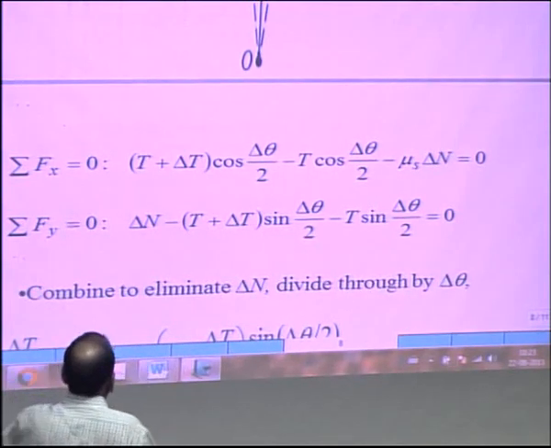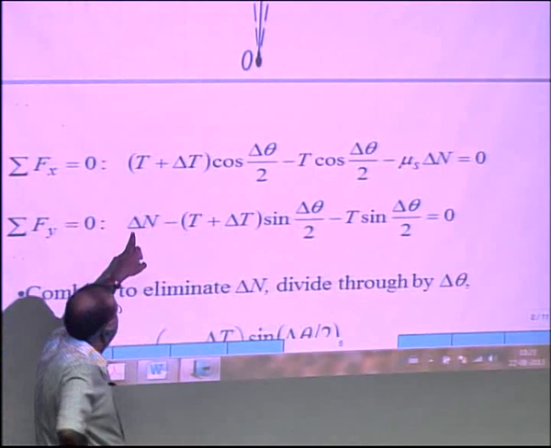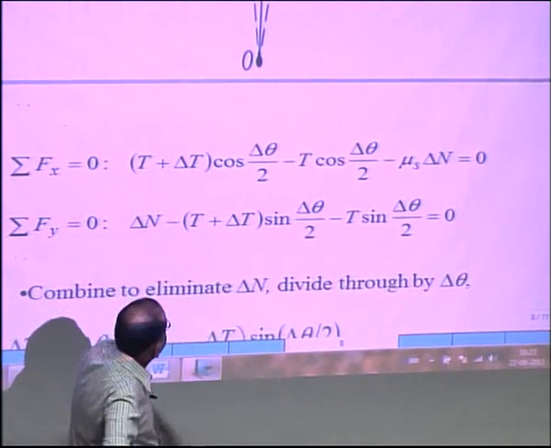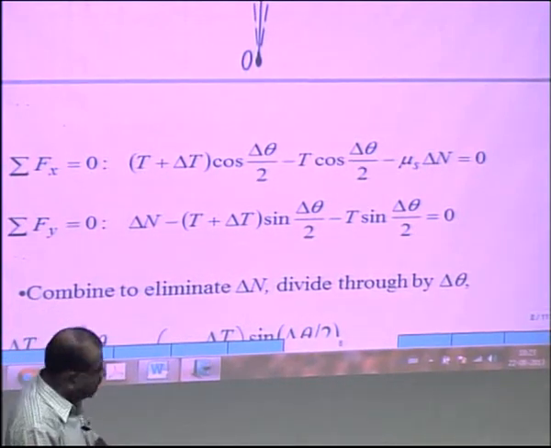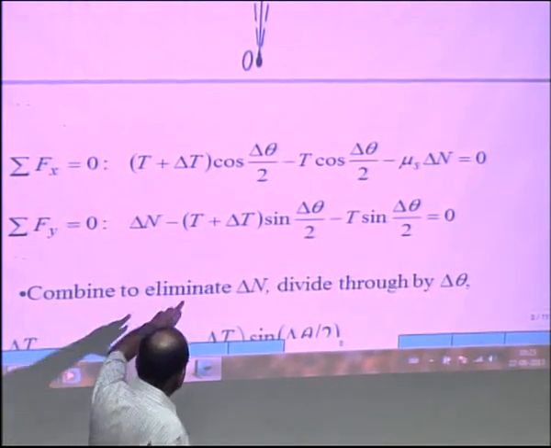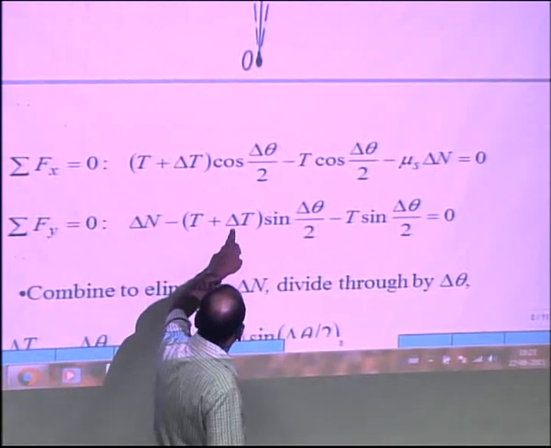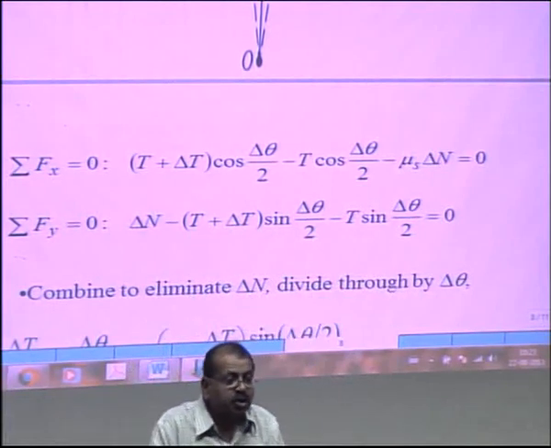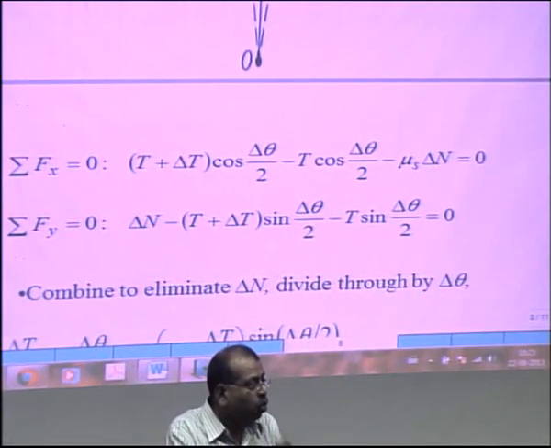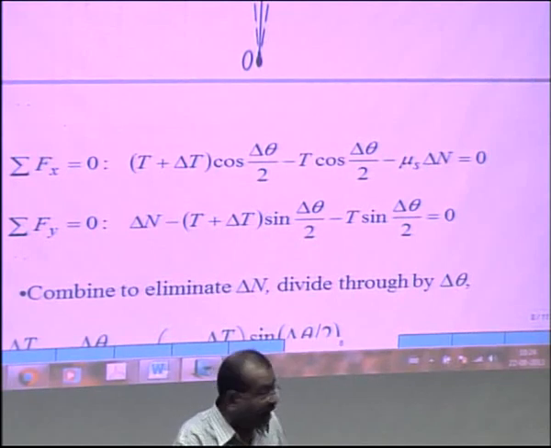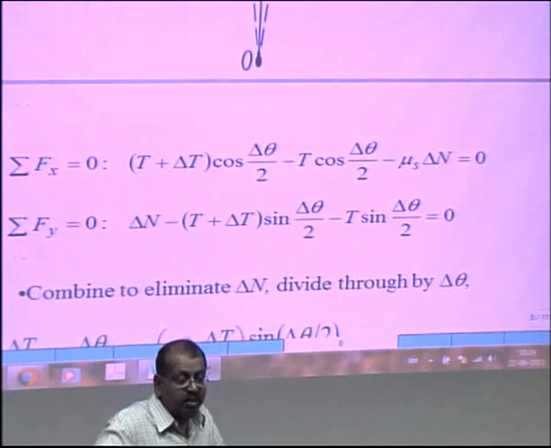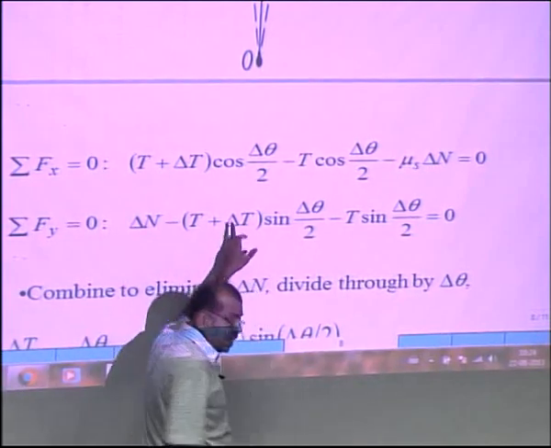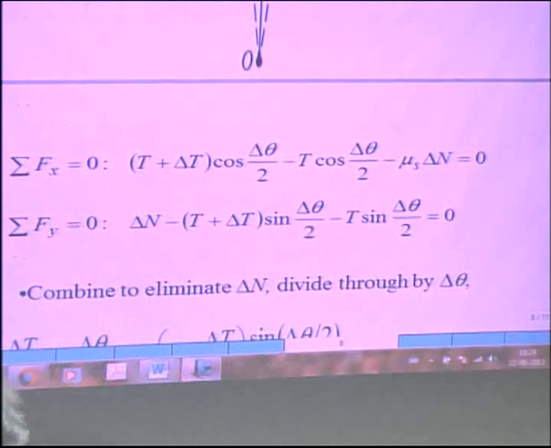From here, first we find the value of delta N. So delta N will be equal to 2T sin delta theta by 2, and then there is a second term, plus delta T sin delta theta by 2. Now, this term we will neglect, because there are two differential elements, delta T and sin of delta theta by 2, which is approximately delta theta by 2. So we neglect this second order term.